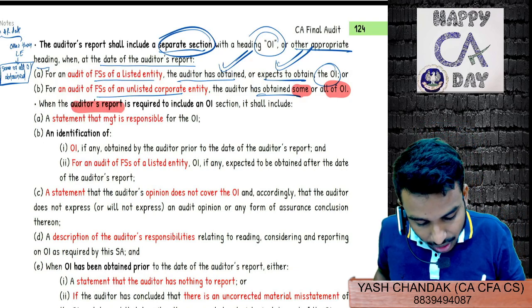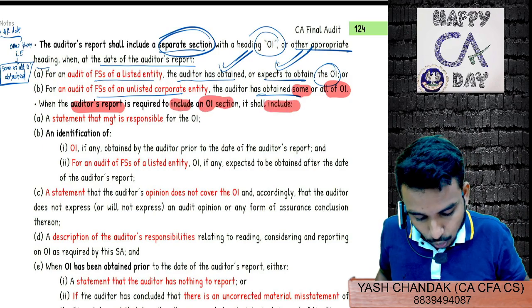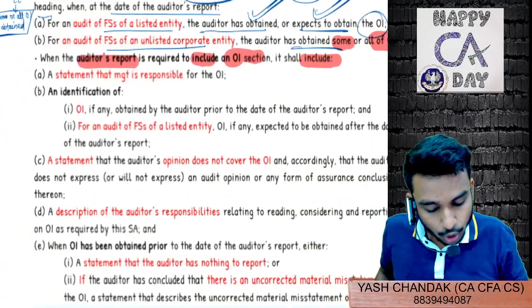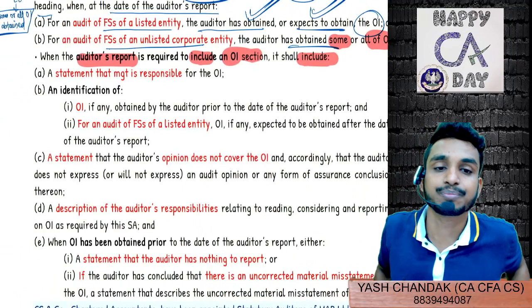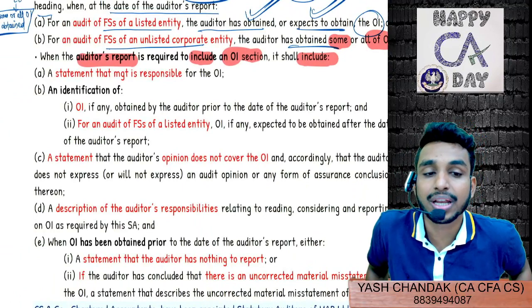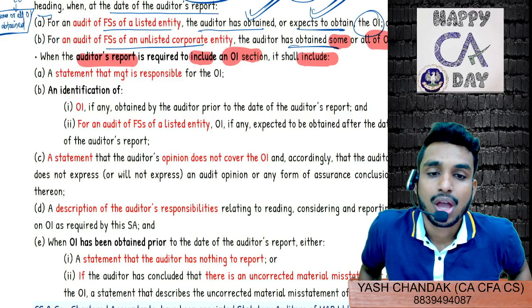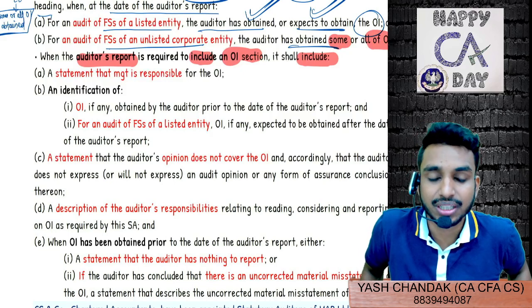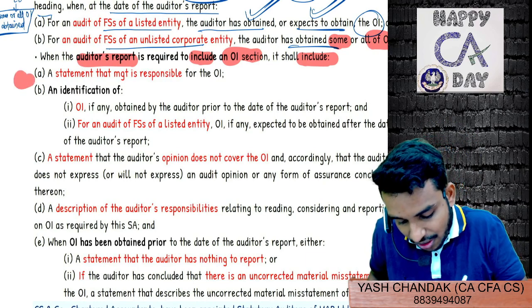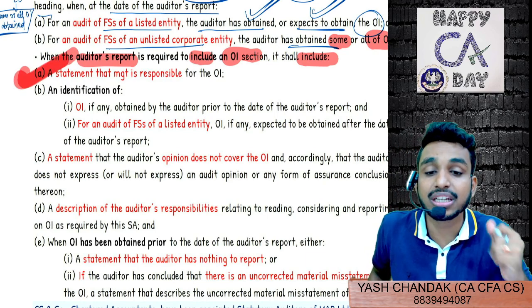Then when the auditor's report is required to include an OI section, it shall include, first, quickly tell me, whose responsibility do you think other information is? Whose responsibility is it to prepare other information? Is it auditors? Is it management? Management, right? Everyone. So you'll have to clearly specify first of all that it is not our responsibility, it is management's responsibility.